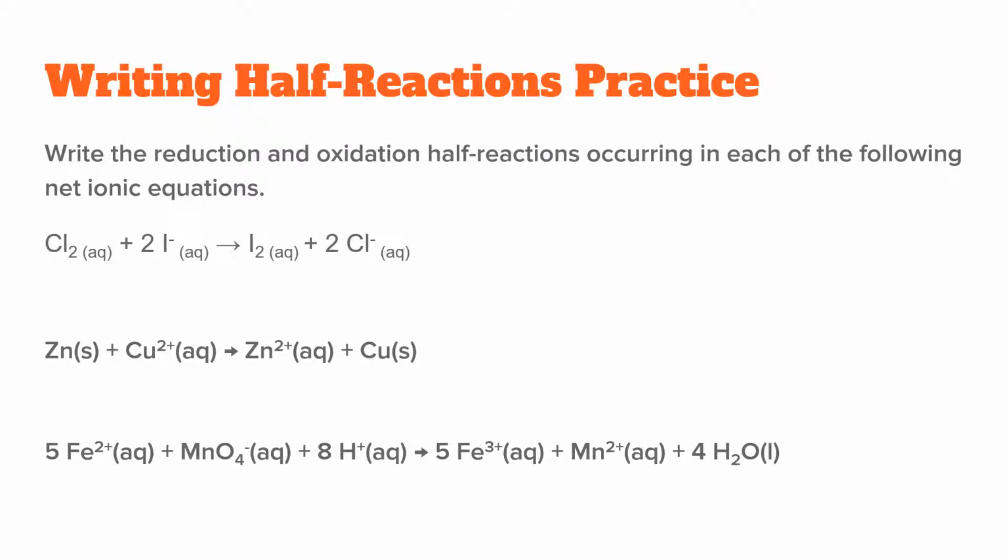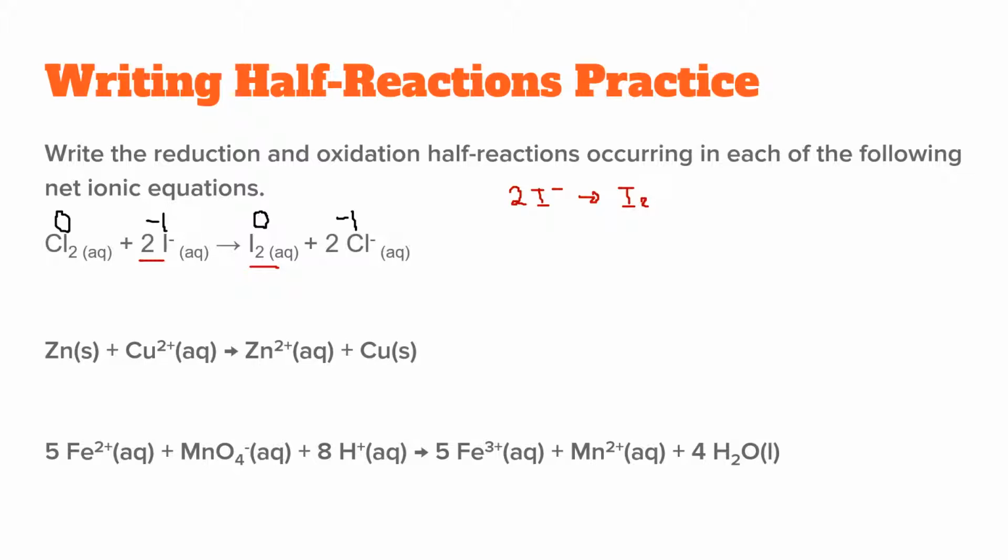All right, hopefully by now you've tried these practice problems yourself, but here are the explanations if you need extra help. First of all, going through and assigning all the oxidation numbers. Chlorine is going to have a 0, iodide has a charge of -1, molecular iodine is a 0, and the chloride ion is -1. So we see that the oxidation state of iodine is increasing from -1 to 0. So that's going to be my oxidation reaction, starting off with 2I- and yielding I2.